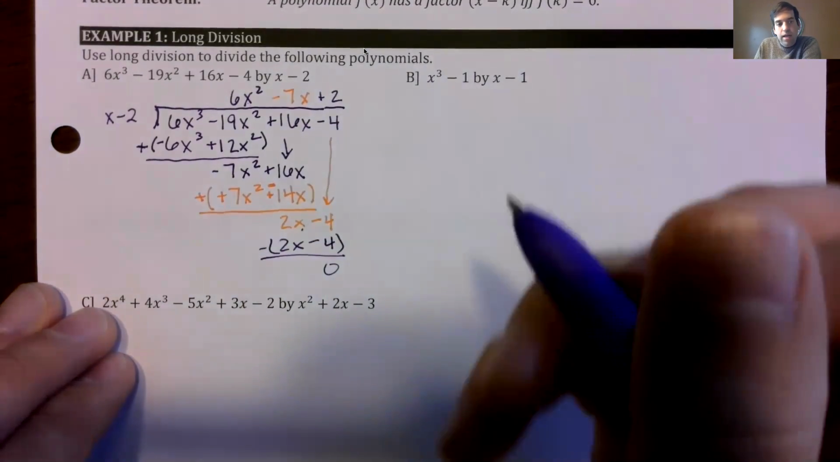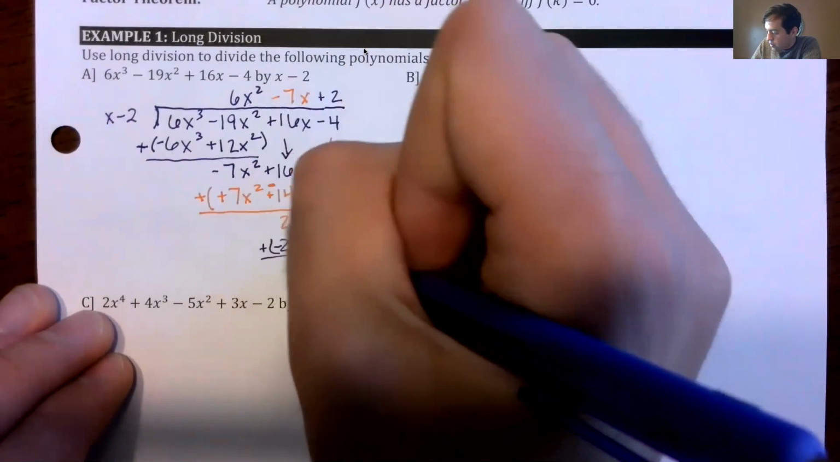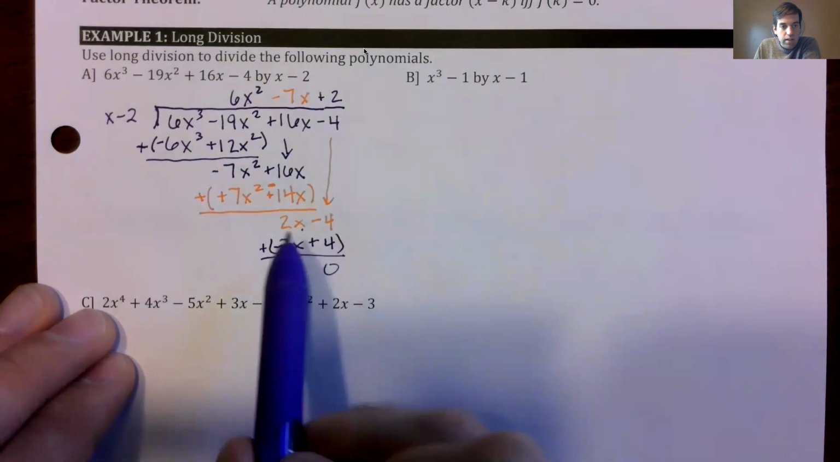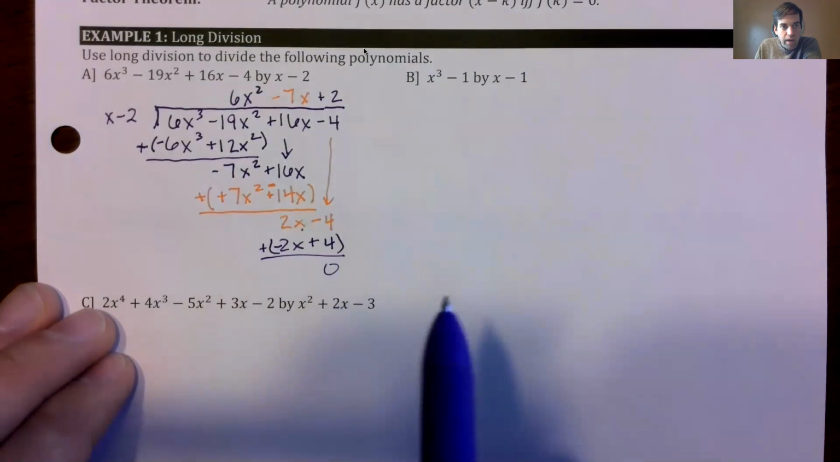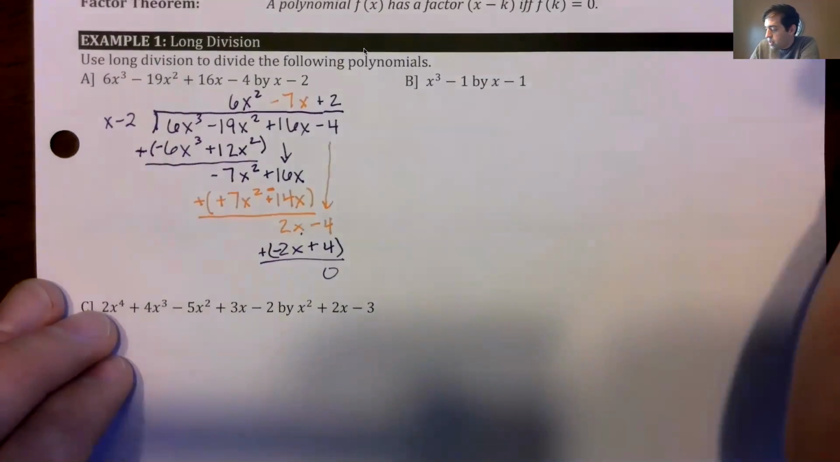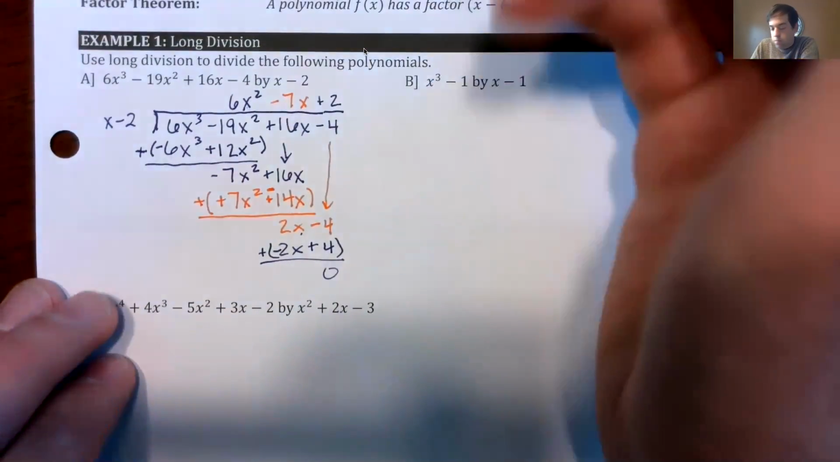If you wanted, you could again distribute this negative just to be sure that you don't forget to. And we get a remainder of 0. So our answer is 6x squared minus 7x plus 2.